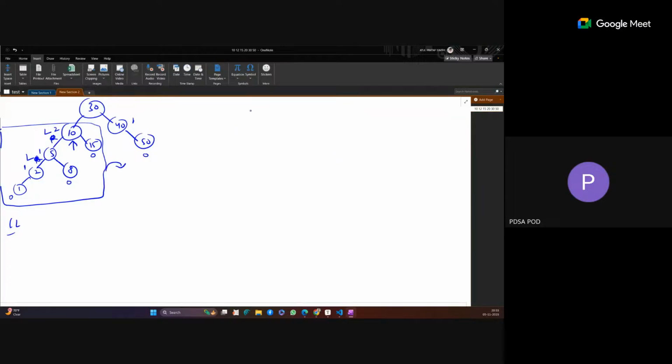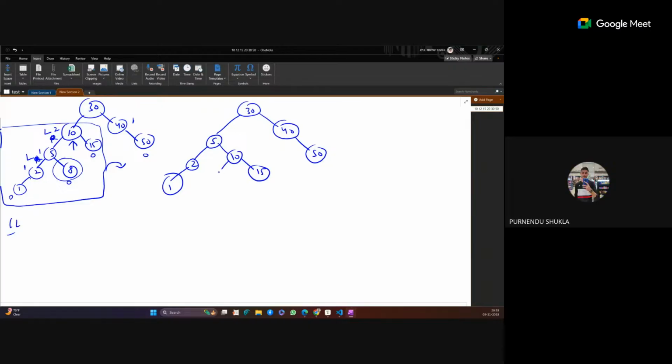So after rotation, you will get the tree updated like this. So 40, this will remain as it is. Okay, 5 will come here. Okay, and then 10 will move this side, and 15. Okay, and then 2 and then 1. So what is connected on this? This will become here, 8. Okay, so you can see we are getting the same situation which we have discussed earlier.